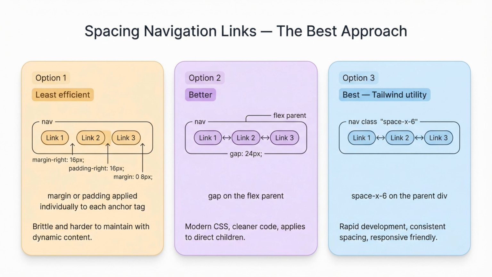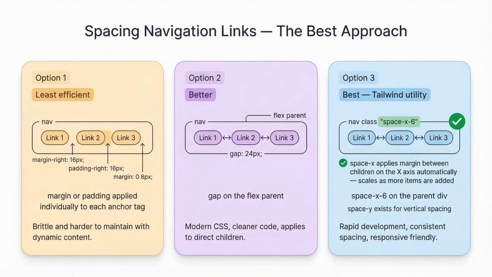But the best Tailwind approach is space-x, which automatically applies equal horizontal spacing to all child elements. space-x is the recommended approach because it scales automatically. As you add more links to the nav, the spacing adjusts without you touching a single style. The number after space-x, like space-x-6, controls the amount of spacing. And if your content is stacked vertically, space-y does the same thing on the y-axis.